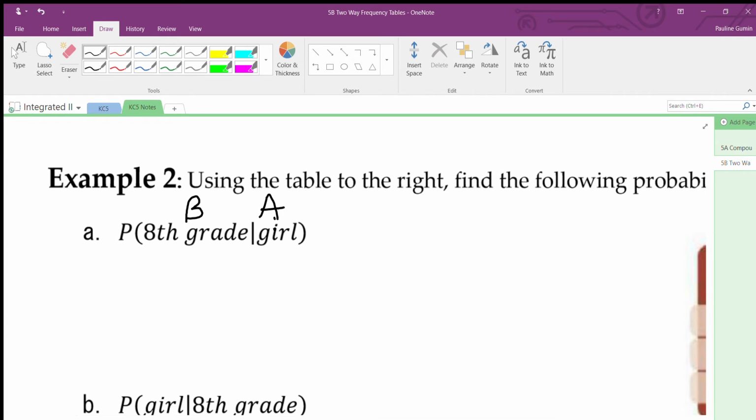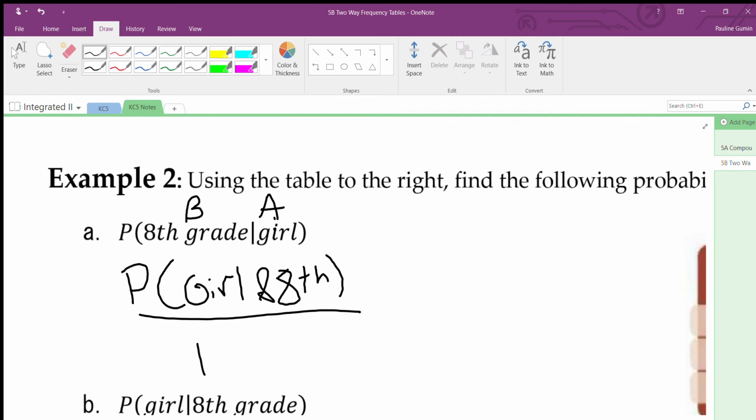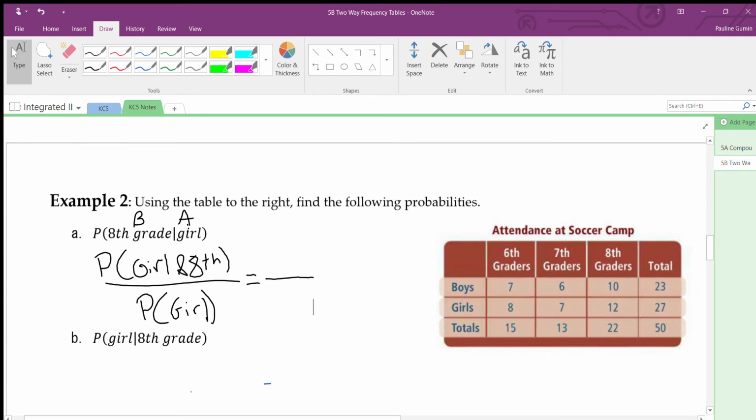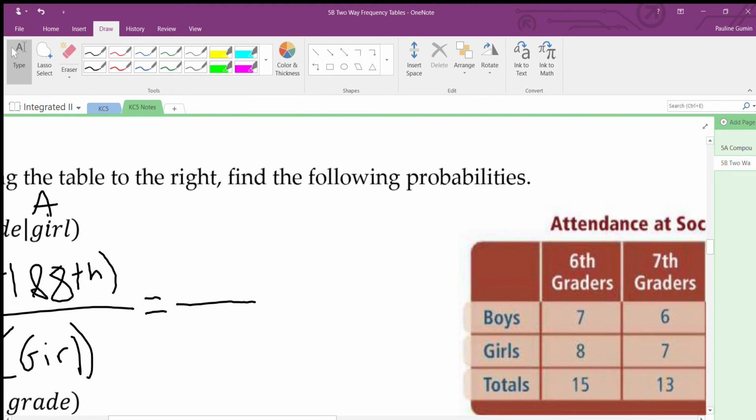All right. So let's write this out using kind of this form that I gave you here. So this means we have the probability of girl and 8th grader over the probability of a girl. Okay, so let's find the probability of a girl being an 8th grader. Okay, girl is the second row, 8th grader is the third column. That would be 12. Girls who are 8th graders, 12 out of 50 total. So that's the fraction that I'm going to put there.